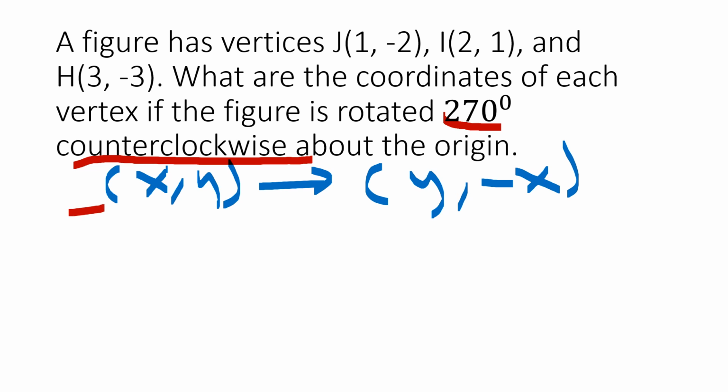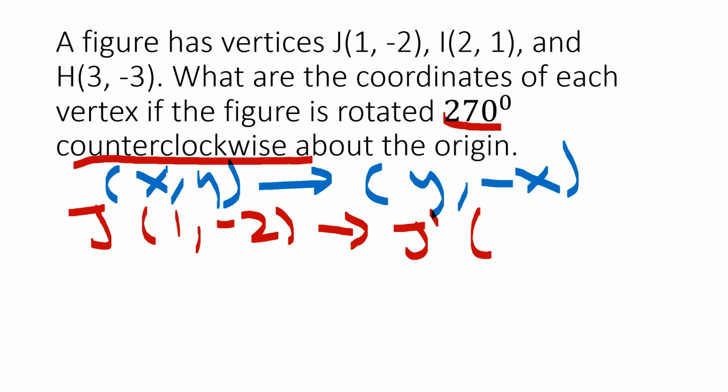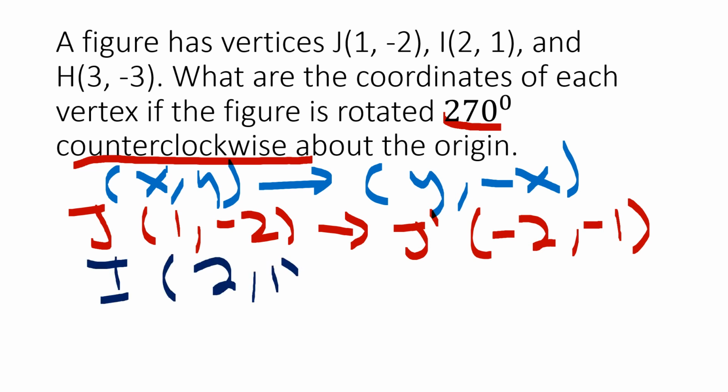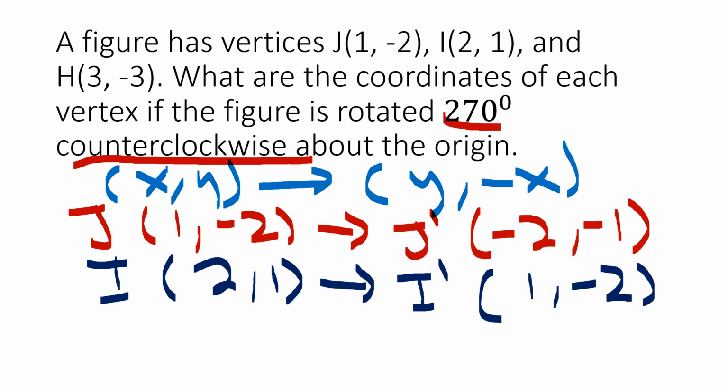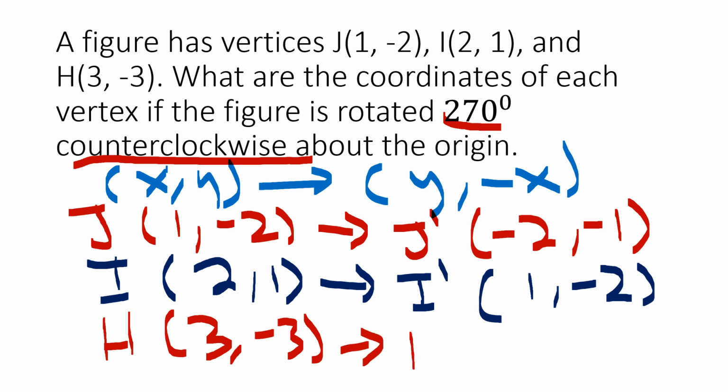So we have J, which is (1, -2). J prime is (-2, -1). Then we have I, which is (2, 1). I prime is (1, -2). We have H, which is (3, -3). H prime will be (-3, -3).